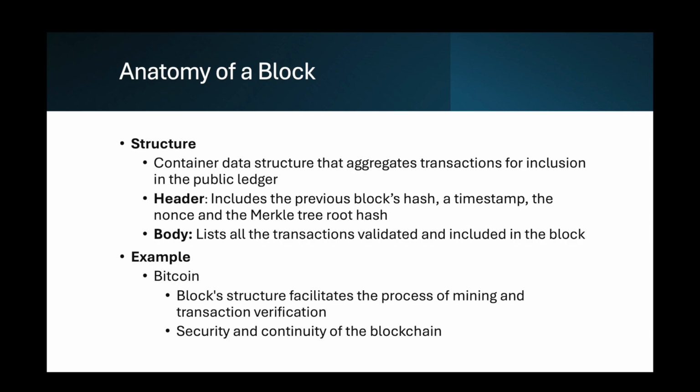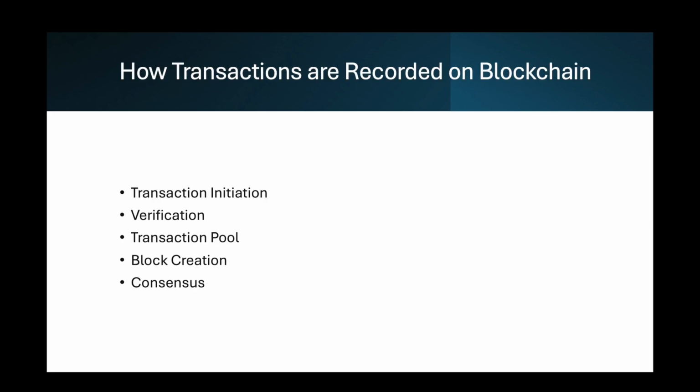Example: in Bitcoin, a block structure facilitates the process of mining and transaction verification, ensuring the security and continuity of the blockchain. How transactions are recorded on blockchain. Transaction initiation. A user signs a transaction with their private key and broadcasts it to the network. Verification. Nodes verify the transaction's validity, including signature authenticity and the sufficiency of funds.